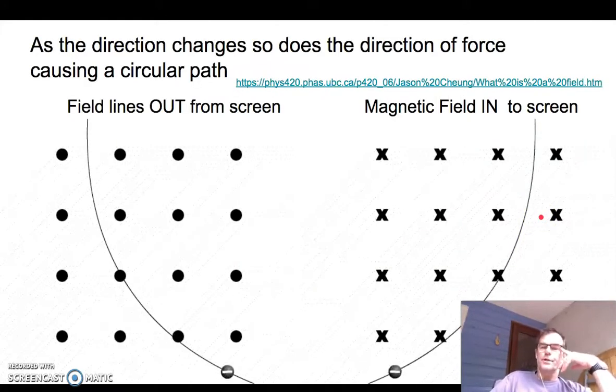So because the force changes as the direction changes, it actually pushes it into a circular arc. So you can see here that if the field lines are coming out from the screen, it would go that way, and if the field lines are going into the screen, it would go that way.